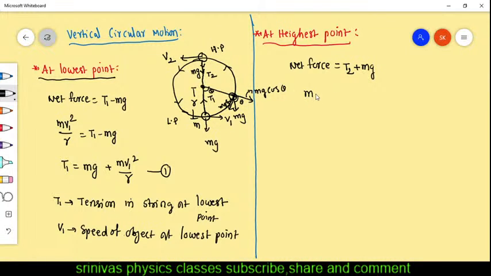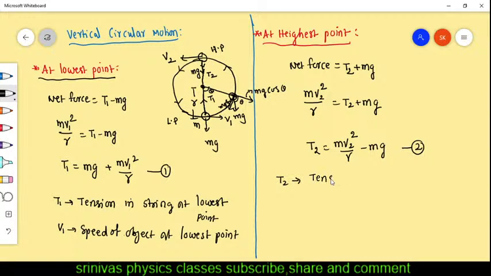But the net force acts as the centripetal force, and the centripetal force formula is mv square by r. At the highest point, the velocity is v2. That's why we write mv2 square by r equals T2 plus mg. Right? Now from this, if you want to find T2, we write mv2 square by r minus mg. This is equation 2, and T2 is the tension at the highest point, and v2 is the velocity at the highest point.